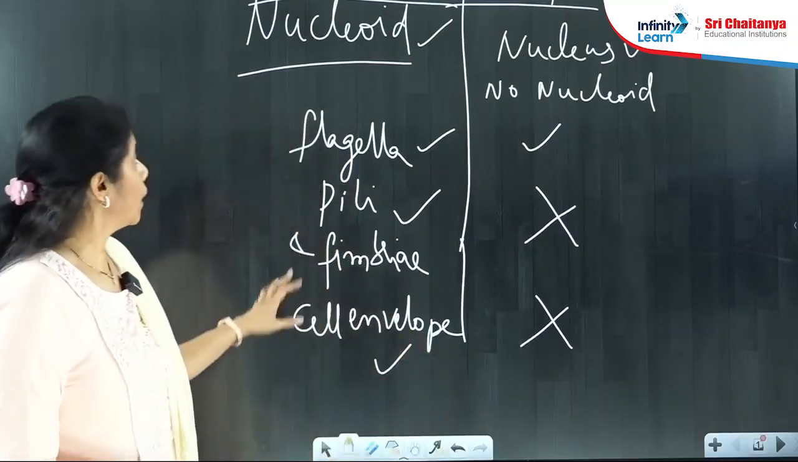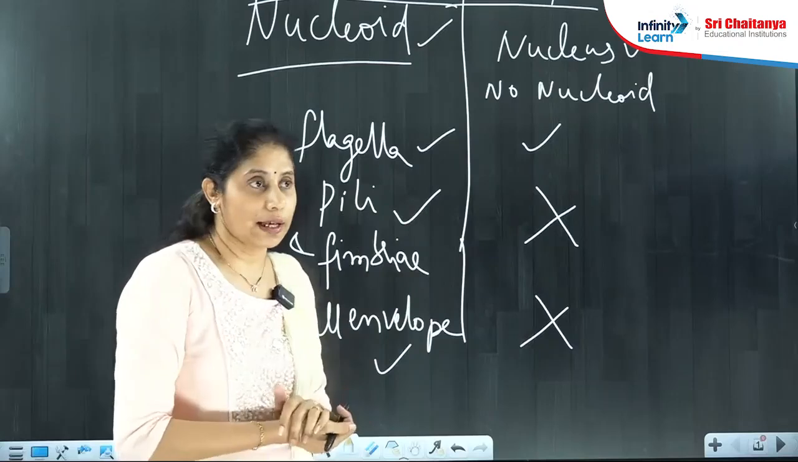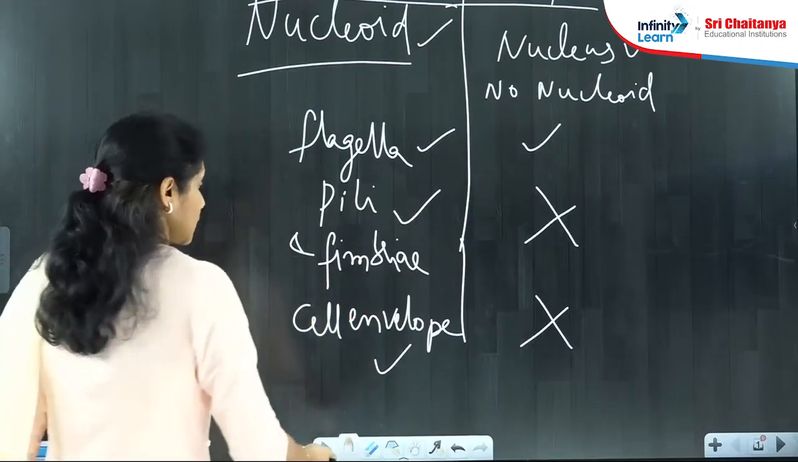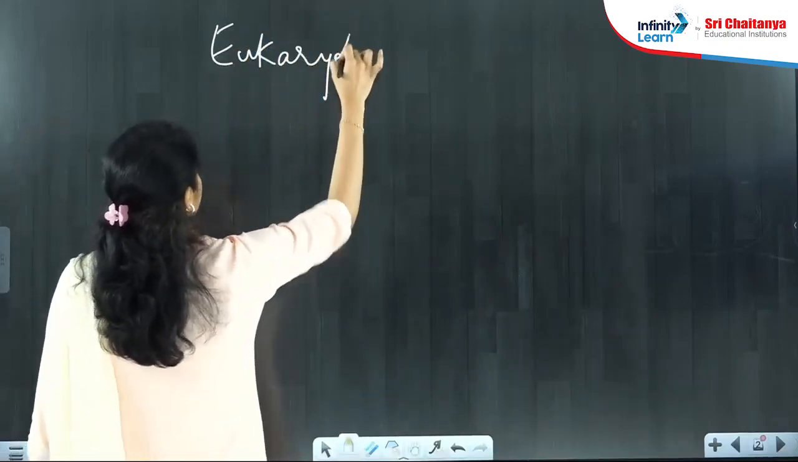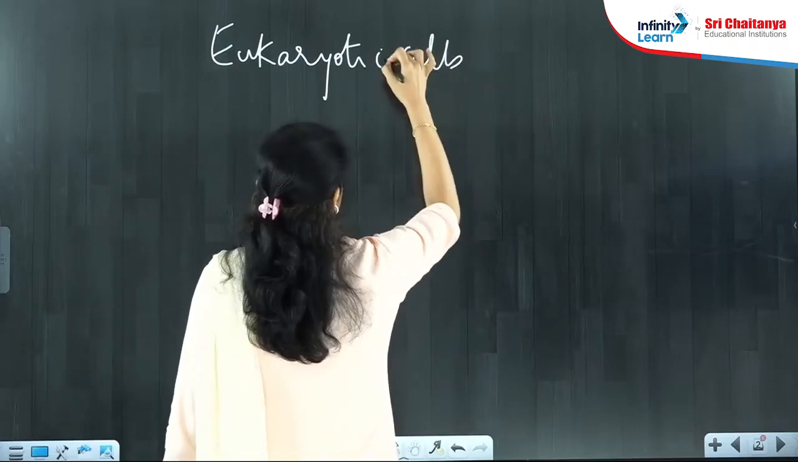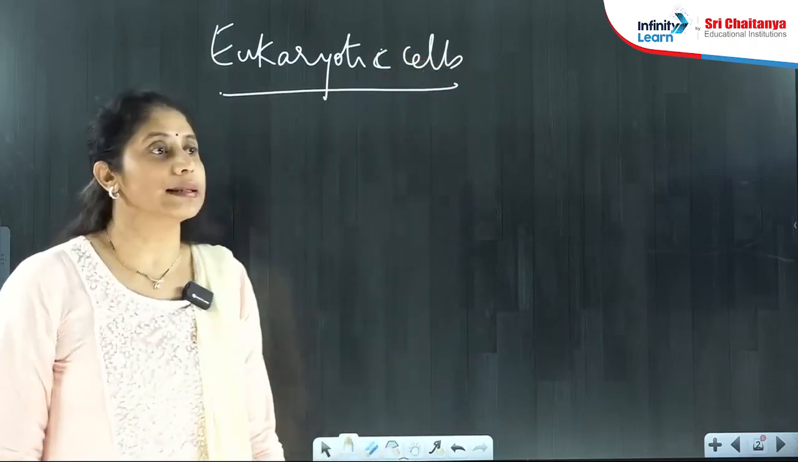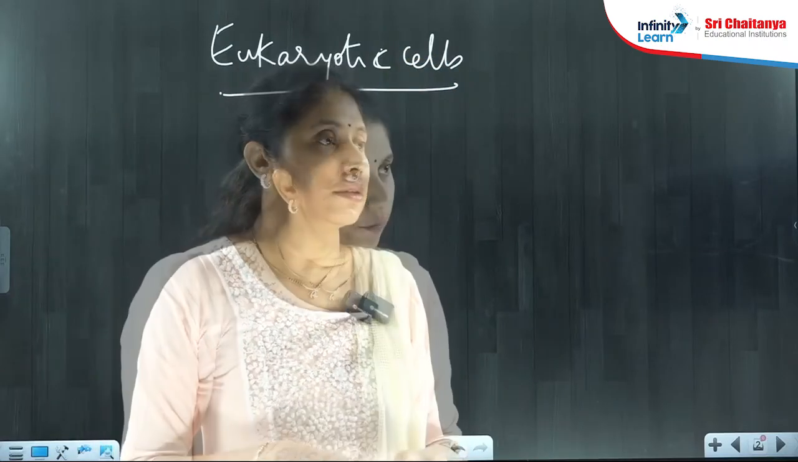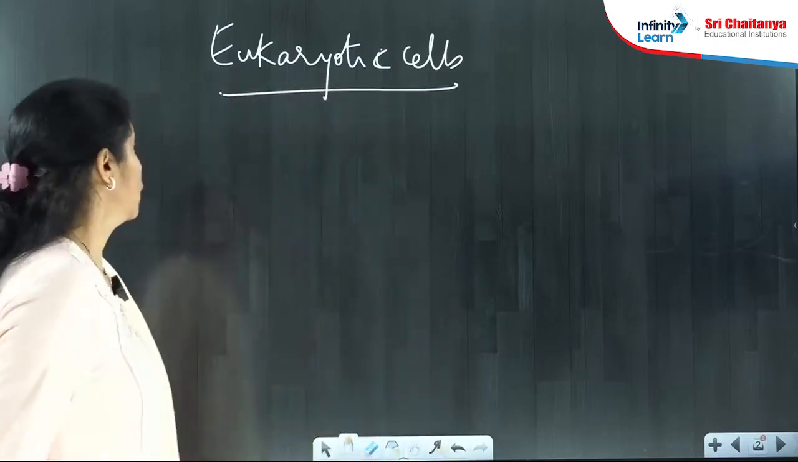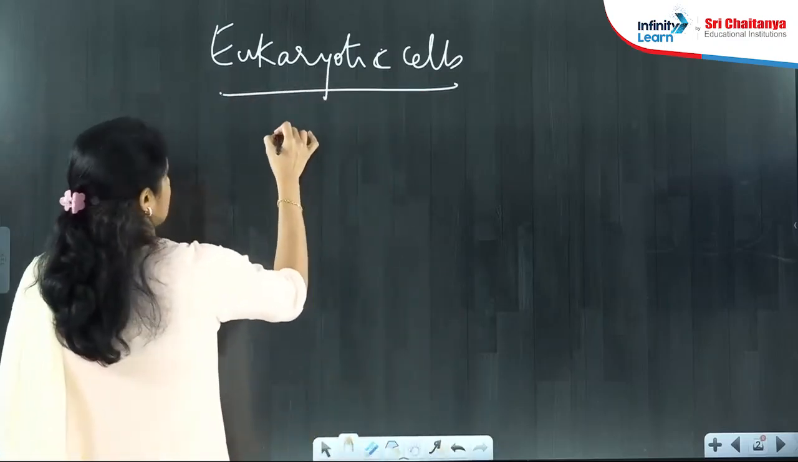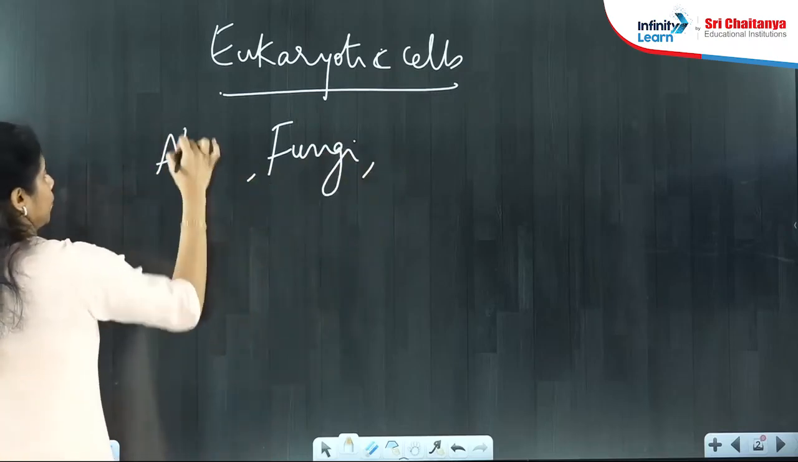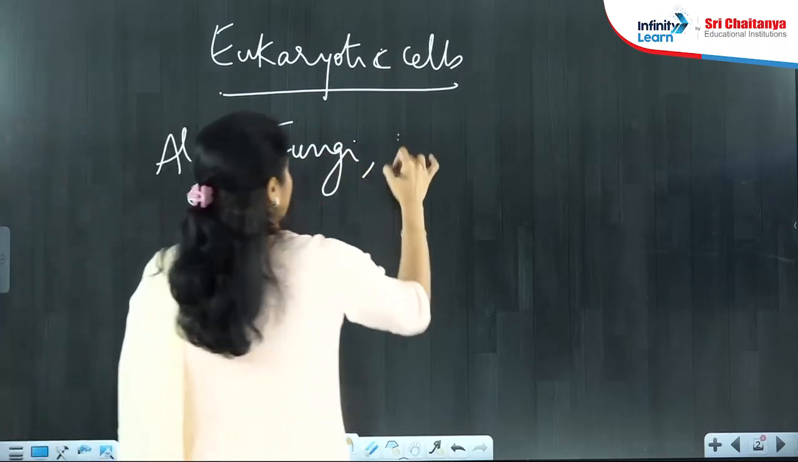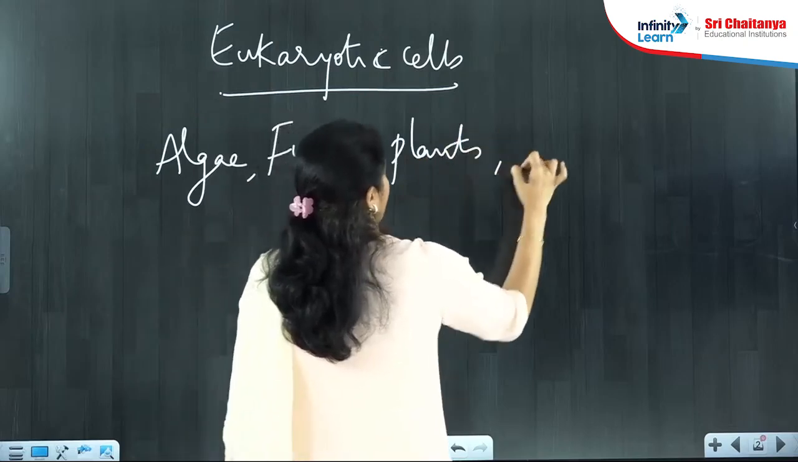Okay, so now the differences between prokaryotic and eukaryotic cells you know. Now let us consider the eukaryotic cells. Yesterday I told you which are the eukaryotic cells. Can you tell me the examples of eukaryotic cells? Very good. Fungi, animal cells. So eukaryotic cells are from fungi, algae, then plants and animals.